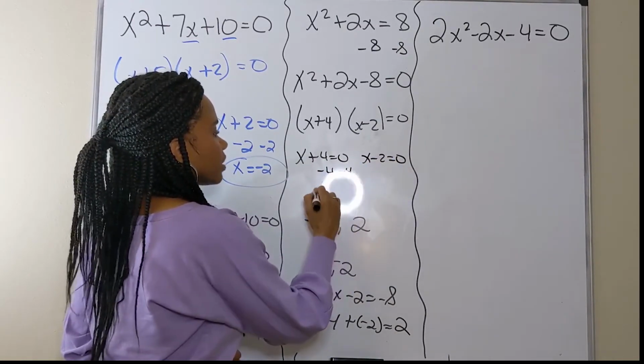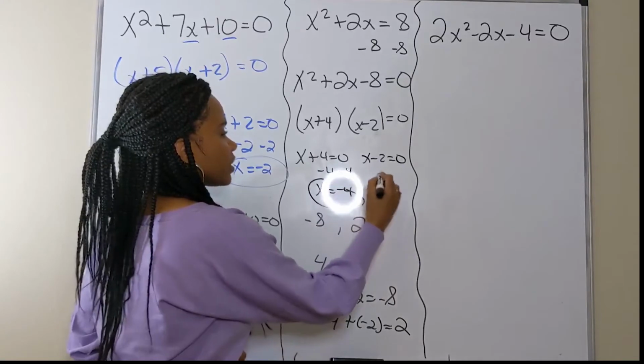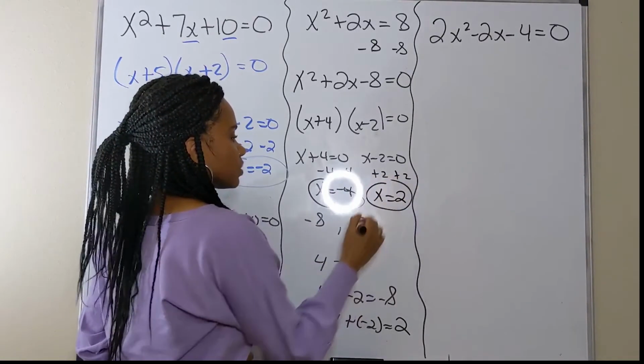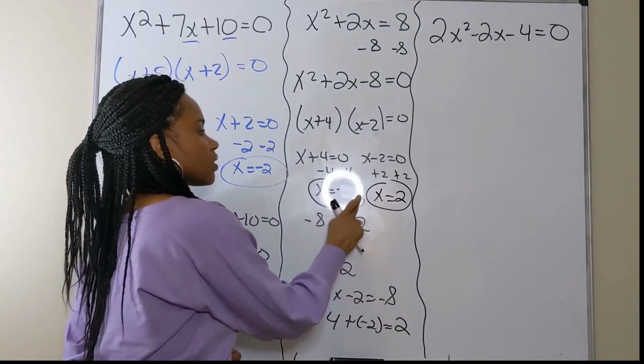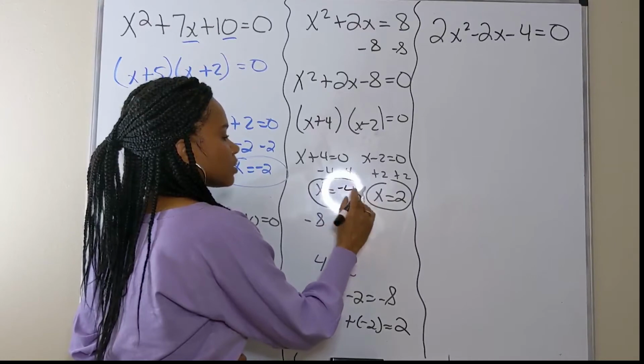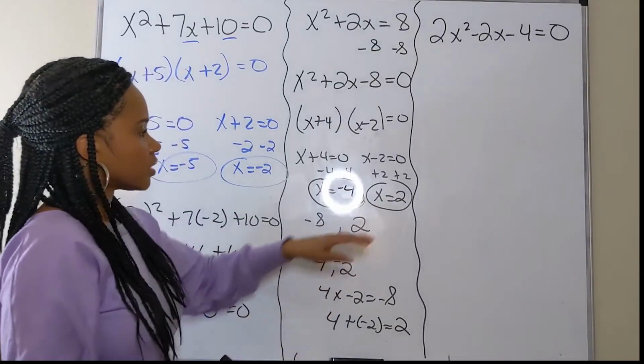Subtract 4. X equals -4. Add 2. X equals 2. And I crossed out my answer trying to circle it. All right. So that is my answer.